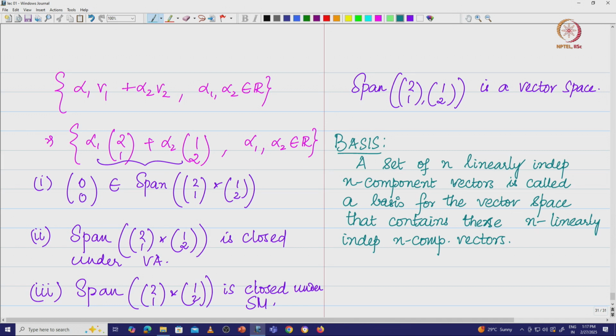The strategy is to find out what the transformation is doing to the basis vectors. Once you know what it does to the basis vectors, you know what it does to the entire vector space, because the entire vector space is generated as a linear combination of the basis vectors. Is that clear? So, find out what happens to the basis. And what is a basis? A basis is nothing but a set of linearly independent vectors for a vector space or a vector subspace that contains the n linearly independent n-component vectors.